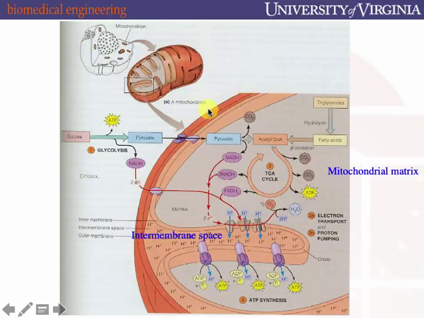Mitochondria are double membrane structures. They have an outer membrane and an inner membrane. And by virtue of that outer membrane and the inner membrane, that creates two more compartments within the mitochondria. The innermost region of the mitochondria is called the matrix, mitochondrial matrix. That's where the next step in metabolism that we'll talk about today occurs. In between the two membranes, there's what's called the intermembrane space.